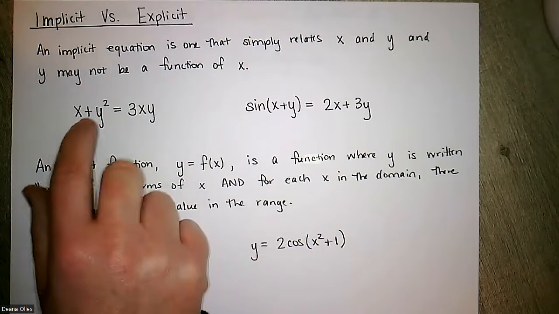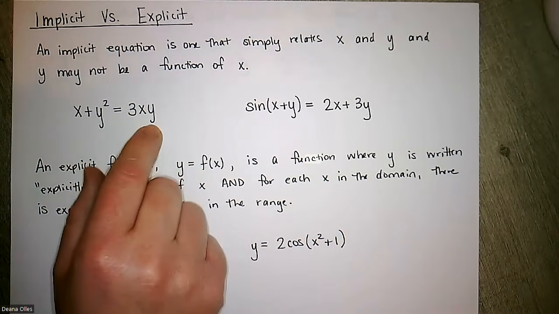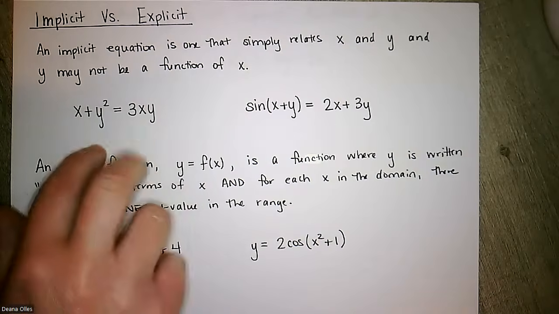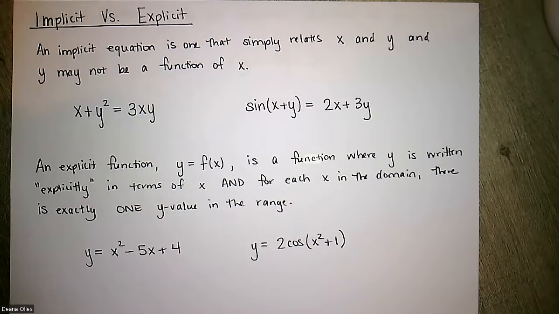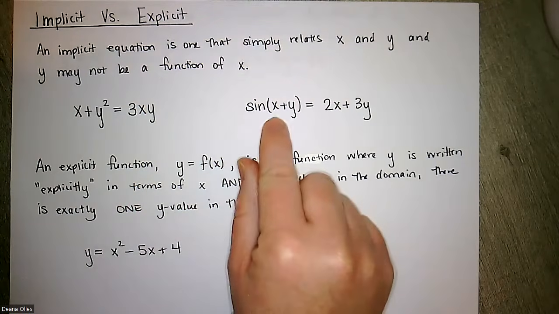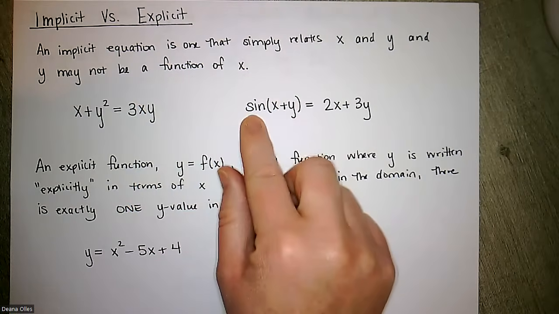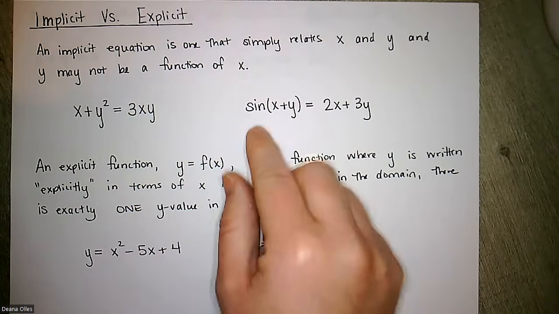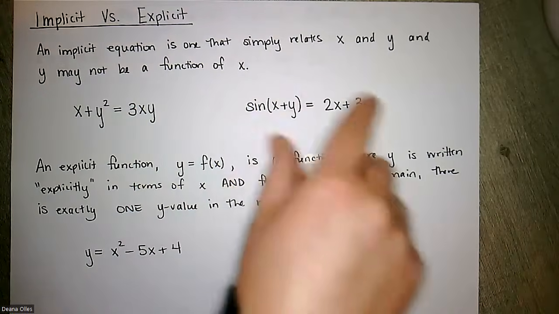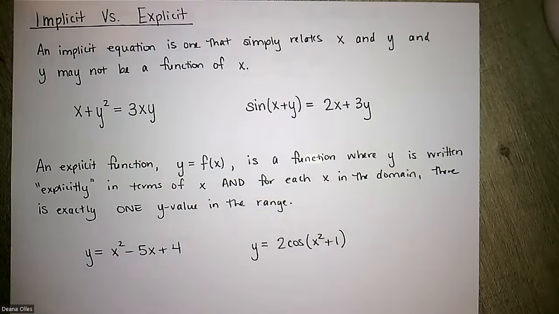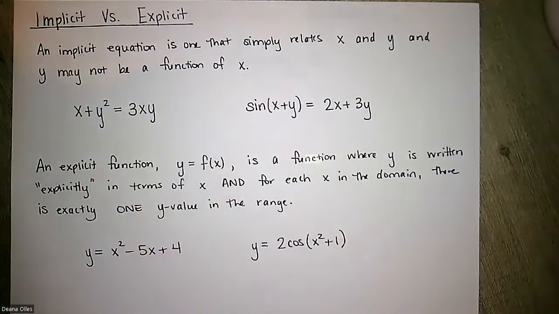So I've got x plus y squared equals 3xy. I've got y on both sides of the equation here, which doesn't have to be that way, but I do see y twice and y is not isolated. Same thing here. I have the sine of x plus y. This one's even worse because the y is inside of the sine function, and that's equal to 2x plus 3y. Again, there's no isolation of the variable y here. So these would be considered implicit equations that relate x and y together, okay?